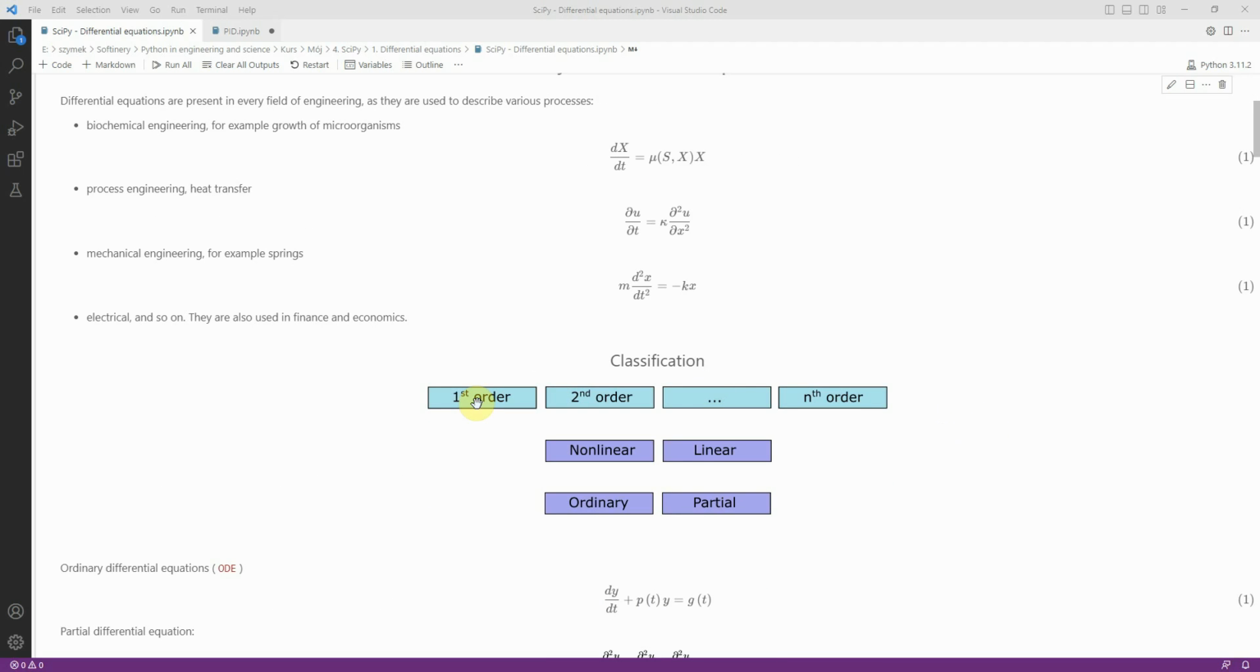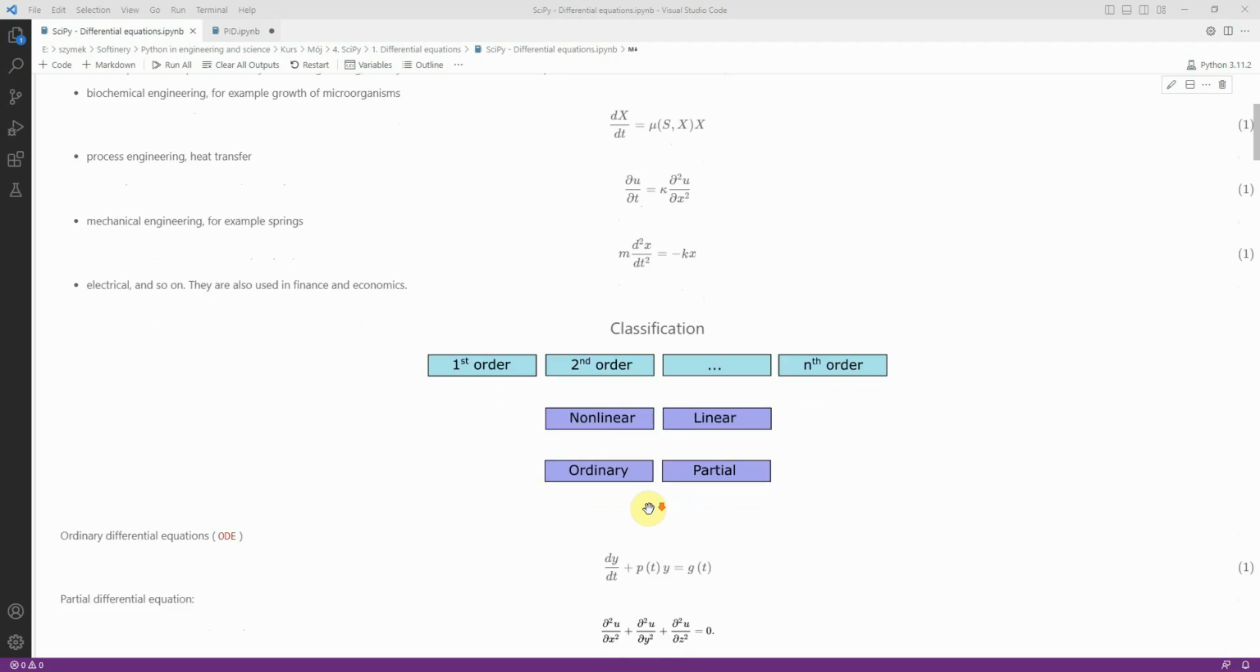We can divide them with respect to the order. It can be equal 1, 2 or higher, generally n. We can divide them into nonlinear ones and linear ones, and also into ordinary and partial differential equations. The classification is important as different types require different approaches. Especially, you will solve a partial differential equation using a different method than an ordinary one.